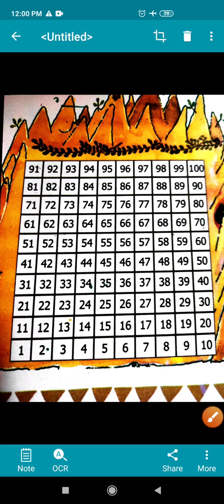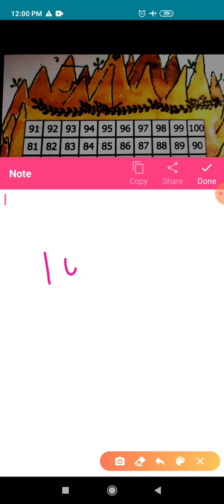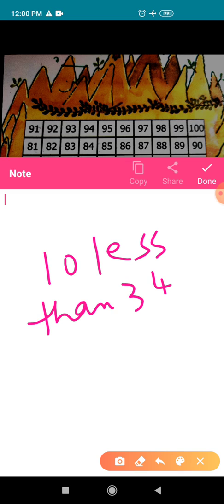Now let us see a few examples. Okay. A few examples from your book only, that are given on page number 30, children. Okay. Now look here. 10 less than 34. Okay. Less means subtract, means you have to move down.